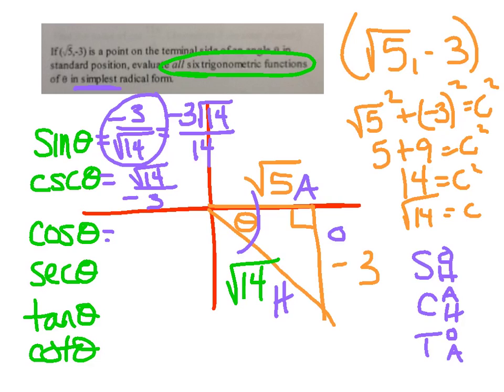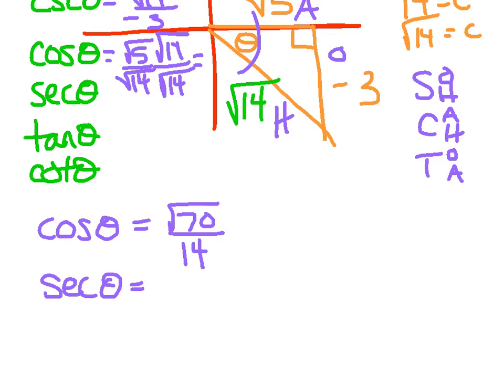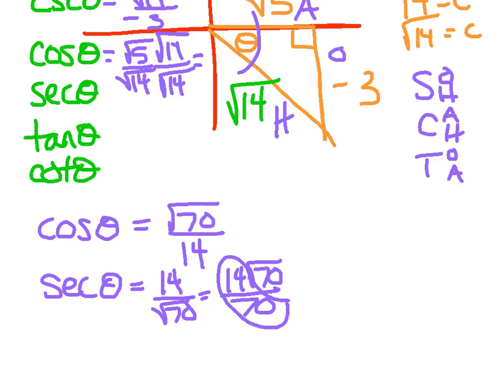Cosine is adjacent over hypotenuse, so I get radical 5 over radical 14. Have to rationalize that, so I'm going to multiply by radical 14. Oh boy, this one's taking up space. I better put my work down here. So I'm back to cosine theta here. So I get radical 70 over 14. Oh, can I break 70 down? I'd say no, so I'm done there. So secant is going to be 14 over radical 70. And if I rationalize that, 14 radical 70 over 70. Now I can simplify 14 over 70. So I'm going to say 7 goes into 14 twice and into 70 10 times.